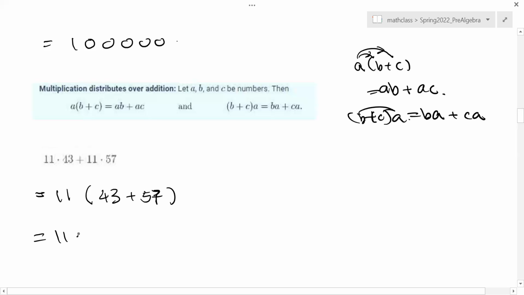Then 43 plus 57 is going to be 100. Then that's easy, it's 1100. So that is a quick way to do it. You apply the formula. Those are the formulas we already verified, so don't worry about that. Then just apply the formula.